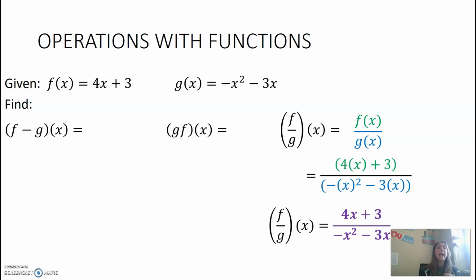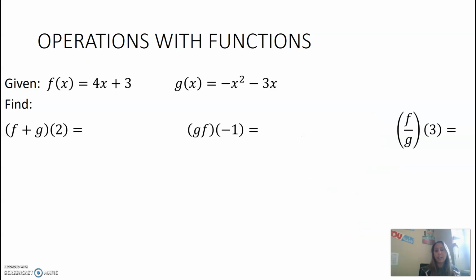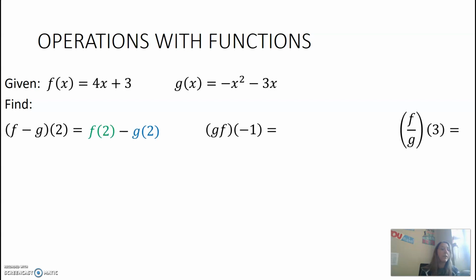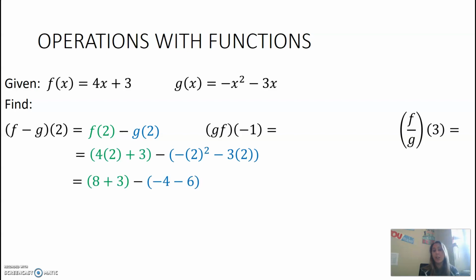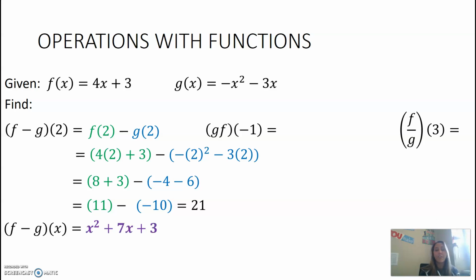Okay. Now, I'm going to ask you to do the same thing with those functions, but with a numerical value. So I've got f plus g of 2. So we already found earlier that we needed to do f of 2 minus g of 2. So we can do this strategy where we replace it, we get numbers, and we end up with 21. But we already found f minus g of x. We found that was the first one we found, which was x squared plus 7x plus 3.